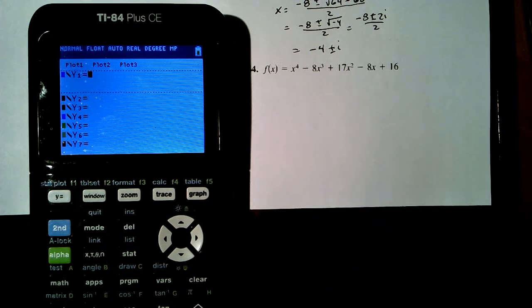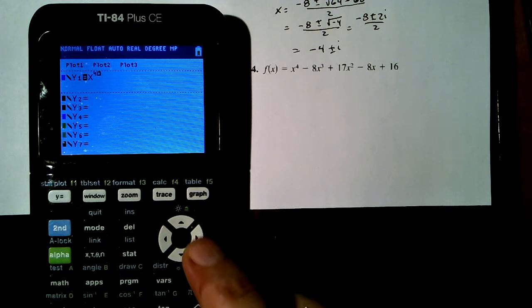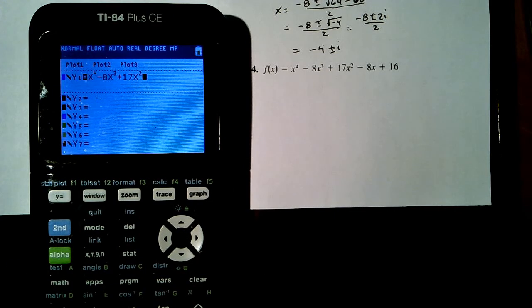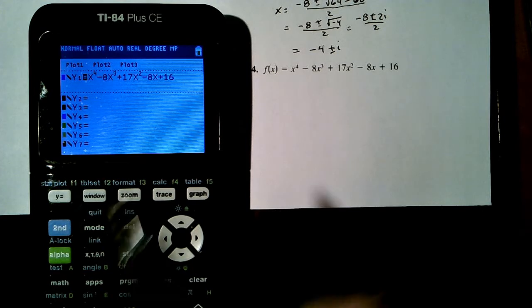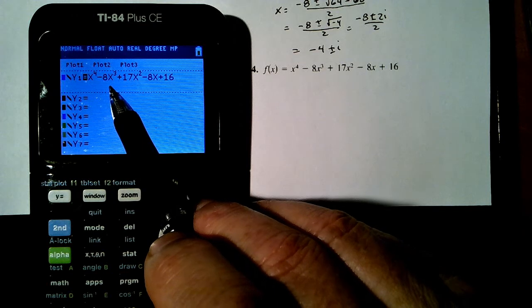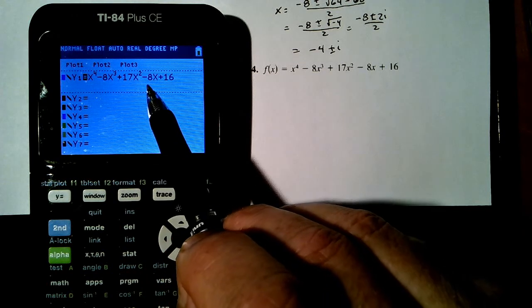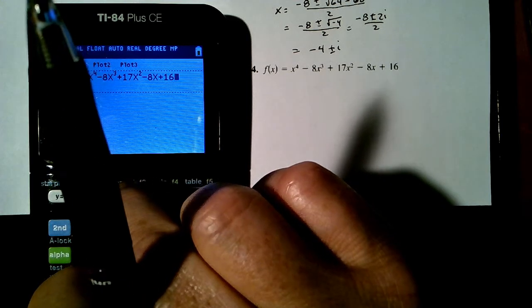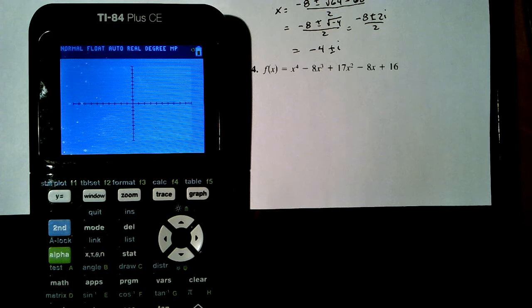Let's clear this. x to the 4th minus 8x to the 3rd plus 17x squared minus 8x plus 16. That's a big function, so of course we're going to double check that. x to the 4th minus 8x cubed plus 17x squared minus 8x plus 16. And I think I'm in Zoom Standard, but I'm just going to hit Zoom 6, kind of a habit. And I'm looking for, it would be wonderful if I found 4 real zeros doing this, but I'm hoping that there's at least 2. And I think there are.